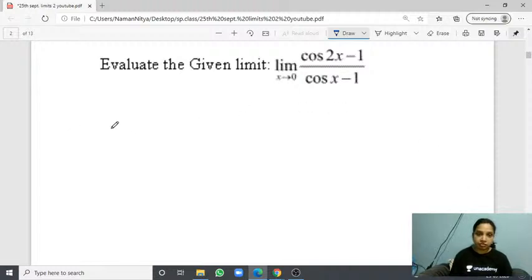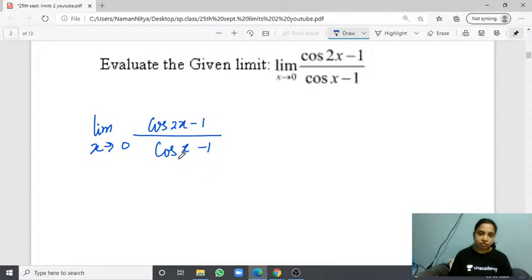Yeah. Let me take this question again. Limit x tends to 0, (cos 2x minus 1) divided by (cos x minus 1). See, in this question, if I put x equal to 0, I get cos 0, that is 1, so 1 minus 1. And here also I get 1 minus 1. This is also 0 by 0 form.